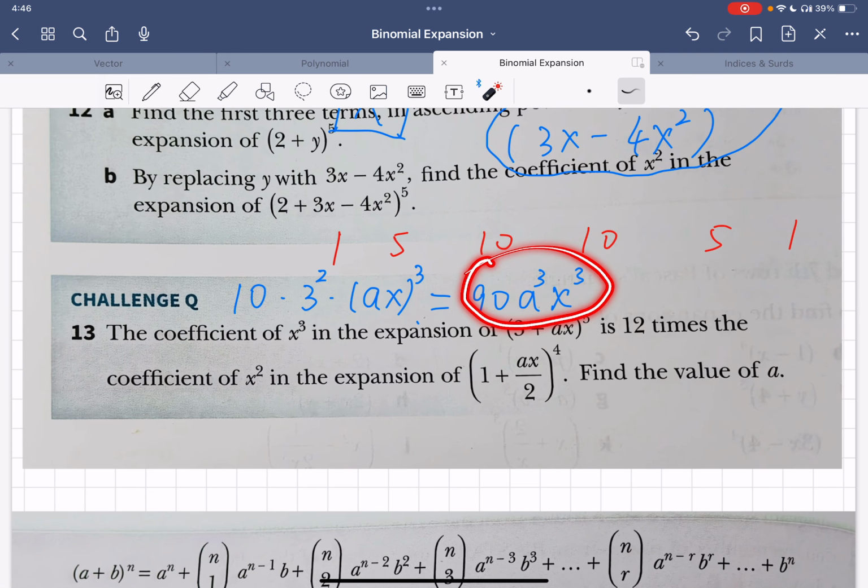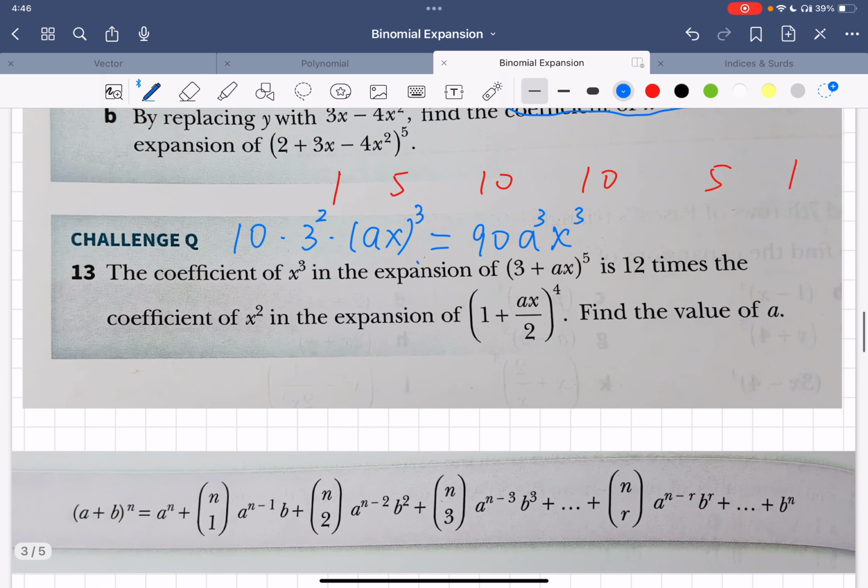We'll just leave the term here, and then we're going to calculate the second expansion. As for the second expansion, still we use Pascal's triangle results. That is 1, 4, 6, 4, 1. So which term do we need? This time I want you guys to find it out. Because it's power to the 2.